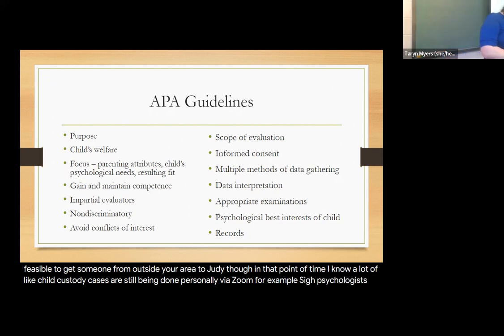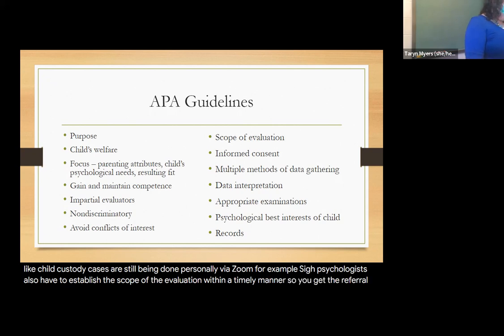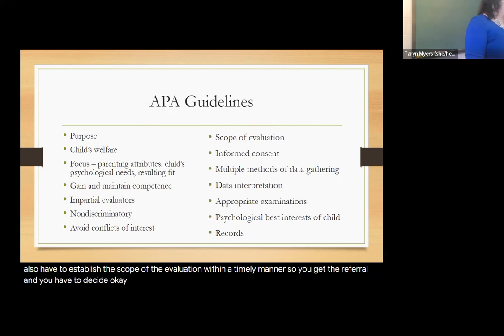Psychologists also have to establish the scope of the evaluation within a timely manner. So you get the referral, and you have to decide, okay, who all do I need to contact? What all information do I need?